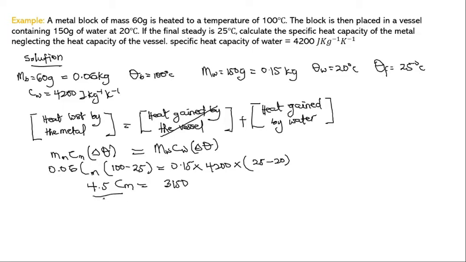So if we divide both sides by 4.5, we are going to get the specific heat capacity of the metal to be 700 joules per kilogram per Kelvin. So this is the specific heat capacity of the metal block that was placed in the vessel containing 150 grams of water. Alright, now let's go ahead and look at another example.